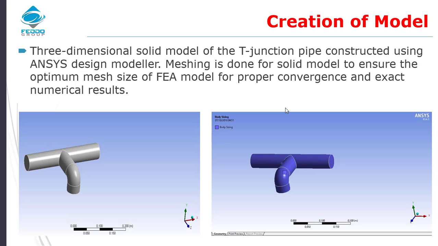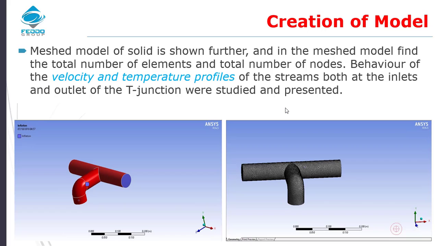So the creation of the model here, like I've said earlier, we use the Design Modeler. Then we develop our model in 3D. Then from there we do the body sizing, as our aim really is proper convergence and exact numerical results at the end of the simulation. And here we set the inflation just to have a proper representation when we are going to have the mesh. And on the right-hand side, we have the mesh.